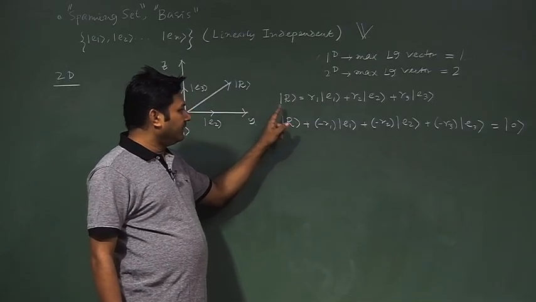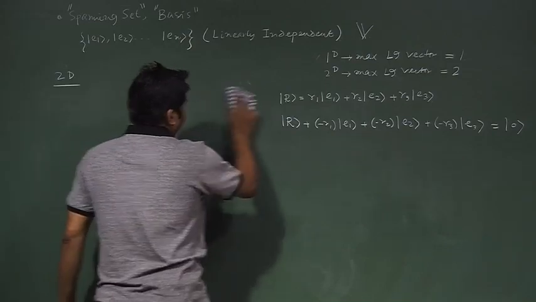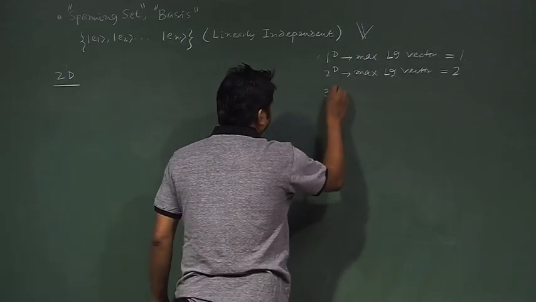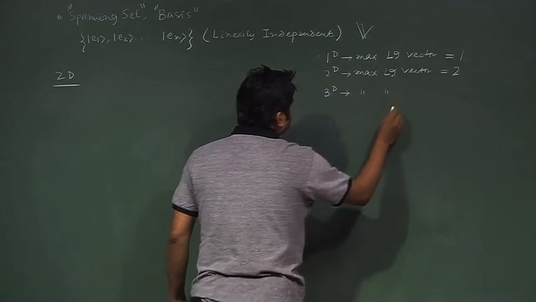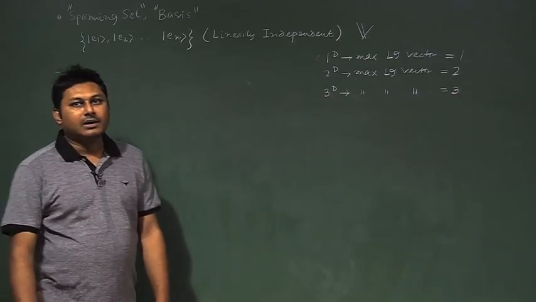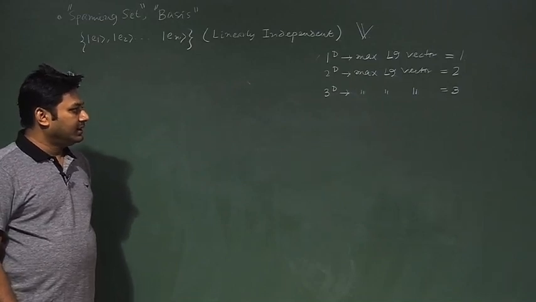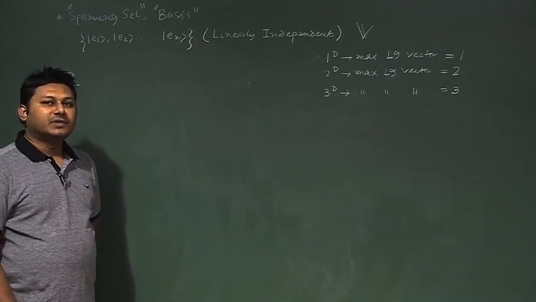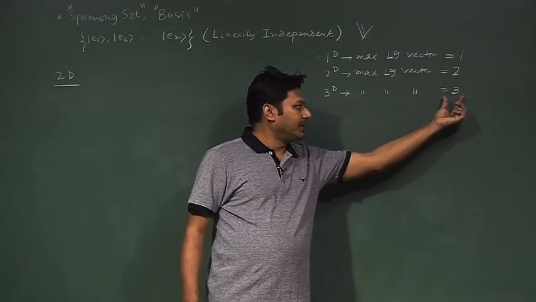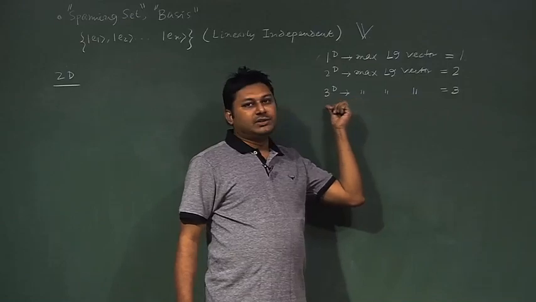So what is the maximum number of linearly independent vectors in 3D? There will be 3. So again for 3D, the maximum number of linearly independent vectors is 3. Now is the time that we can generalize. For 1D I have 1 linearly independent vector, for 2D I have a maximum of 2 linearly independent vectors, and for 3D a maximum of 3 independent vectors. So there is an intimate relationship between the maximum number of linearly independent vectors that one can find in a space and the dimension of the space.